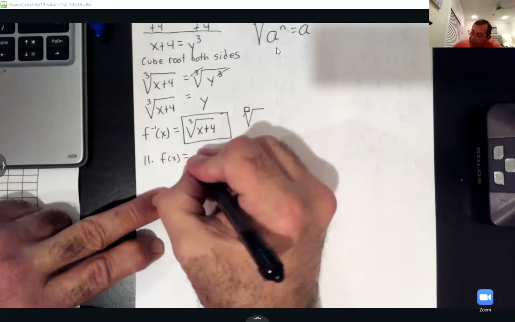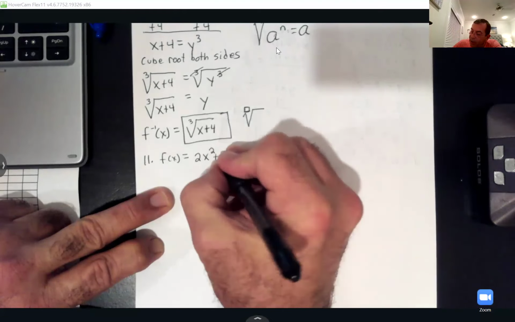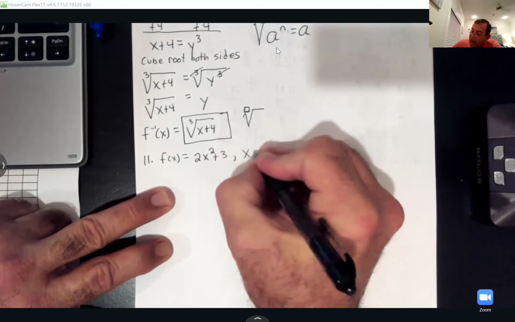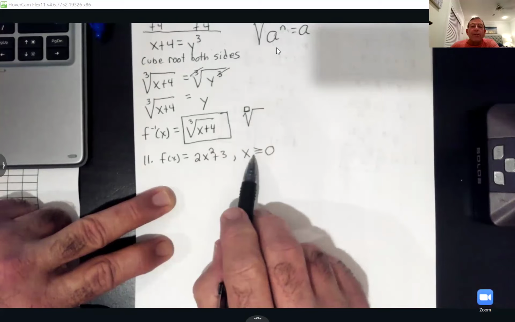F of x equals 2x squared plus 3. But y'all, then it's got a comma and it says x greater than or equal to 0. So let me show you what they're saying.